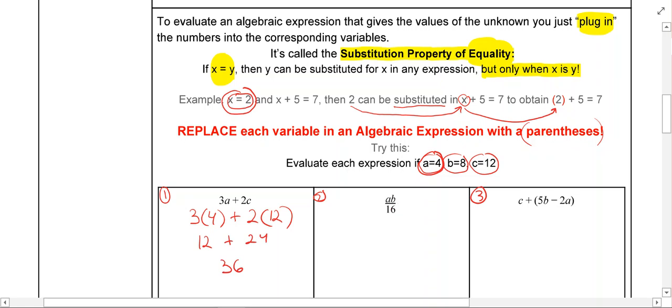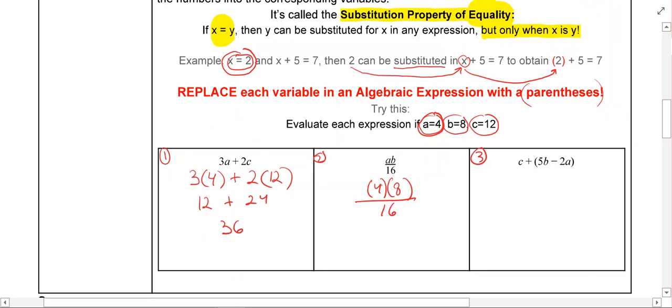Trying the next one. We have 2 variables together with no operation sign in the middle of them. It means multiplication. So we do parentheses for the A, parentheses for the B, and then we ask, what is A? A is 4, B is 8. We have it divided by 16. Then to finish this off, 4 times 8 is 32. And 32 divided by 16 is 2.